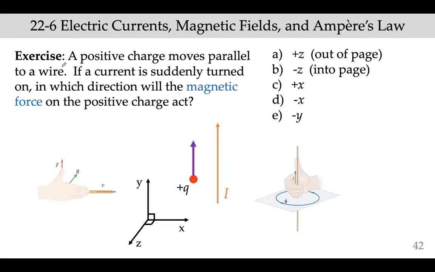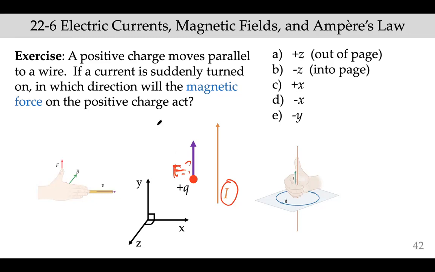Okay, so in this exercise, we have a positive charge that moves parallel to the wire. So we have a wire that carries current I, and there's a positive charge particle here, which goes in the same direction. So they're parallel. If the current is suddenly turned on, so there's now current on this wire, in which direction will the magnetic force on the positive charge act? So what will be the force direction on this charged particle?